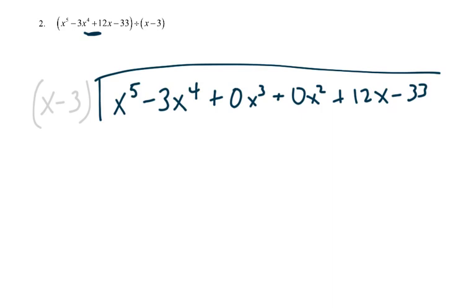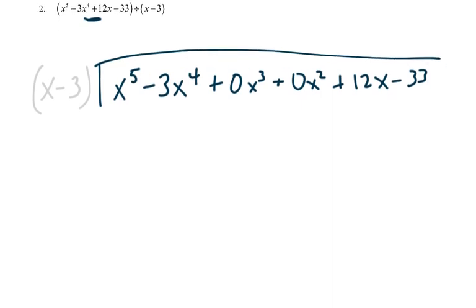So I'm looking at this and trying to decide, what do I multiply x minus 3 by to get x to the 5th? Well, that's going to be an x to the 4th. x to the 4th times x minus 3 gives us x to the 5th minus 3x to the 4th.